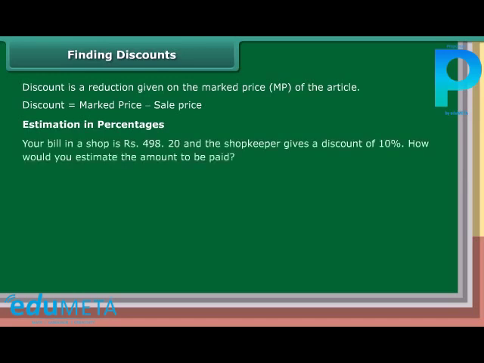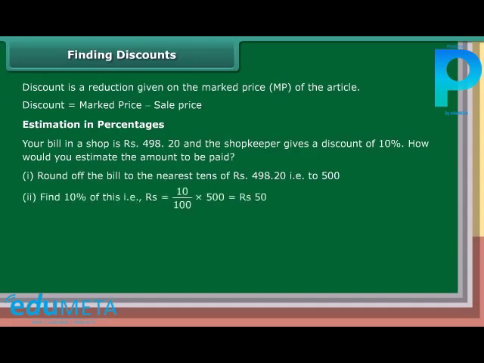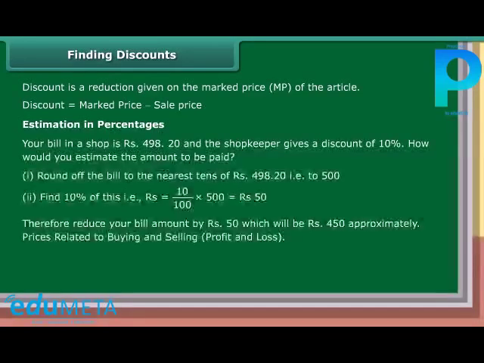Estimation in percentages. Your bill in a shop is ₹498.20 and the shopkeeper gives a discount of 10%. How would you estimate the amount to be paid? 1. Round off the bill to the nearest tens of ₹498.20, that is to 500. 2. Find 10% of this, that is ₹10/100 × 500, which is equal to ₹50. Therefore, reduce your bill amount by ₹50, which will be ₹450 approximately.